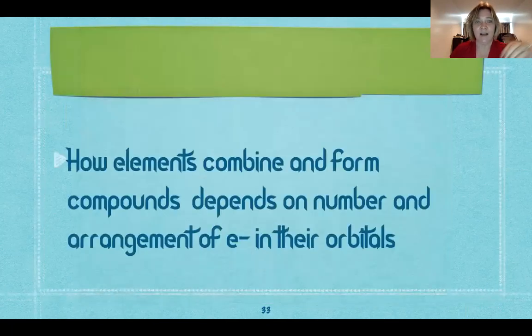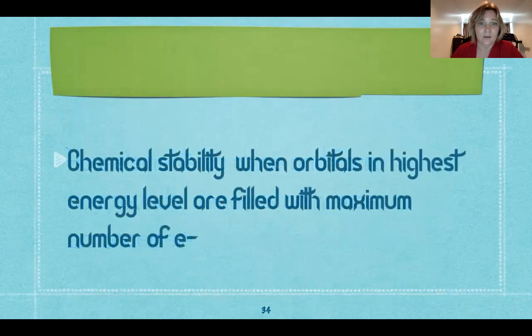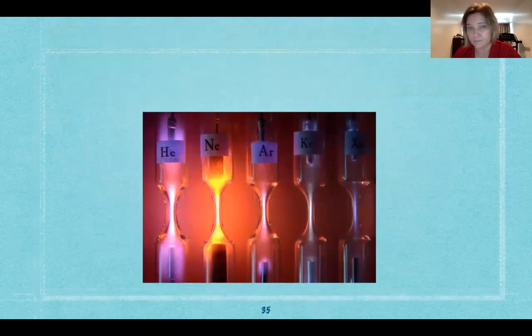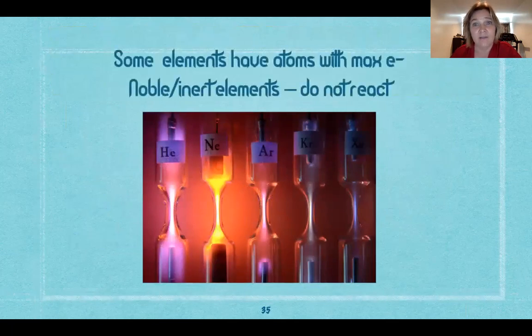So how elements combine and form compounds depends on the number and the arrangement of electrons in their orbitals. Atoms will reach chemical stability when the orbitals in their highest energy level are filled with the maximum number of electrons they can hold. This is the basis for chemical bonding, which we'll talk about later in chemistry. Now, some elements have atoms that already have the maximum number of electrons in their outermost orbital. These are called the noble gases. They are inert, which means they do not react.